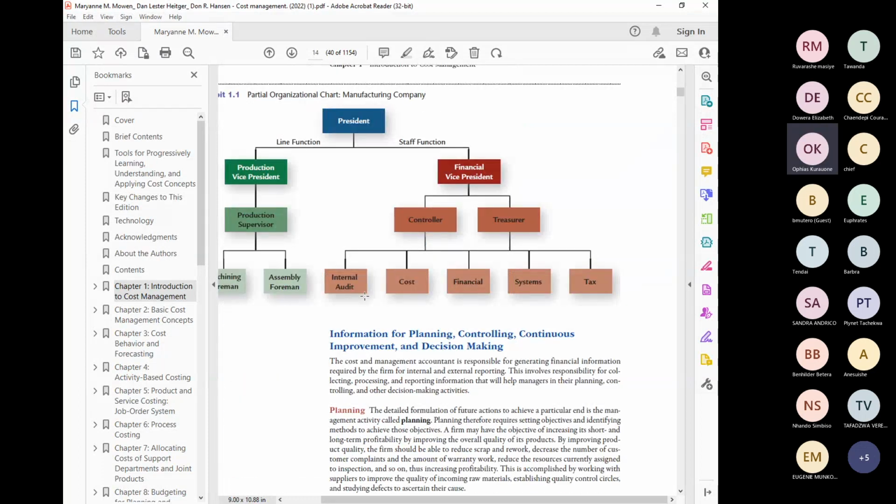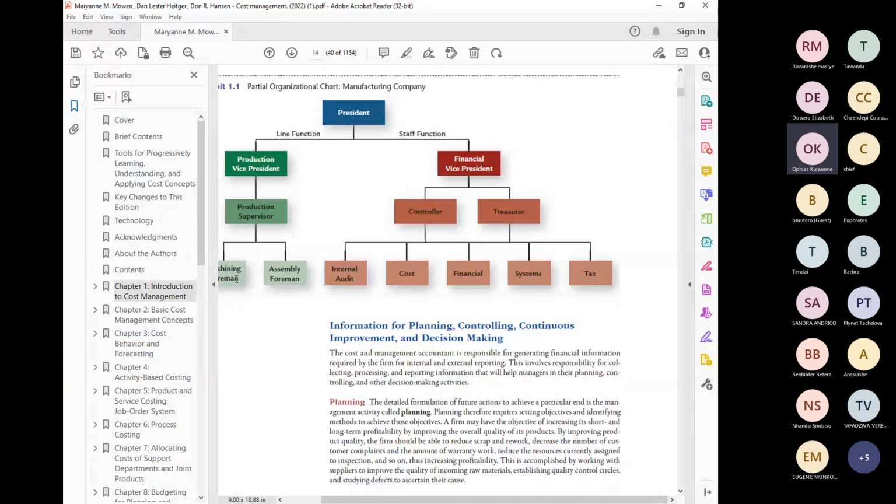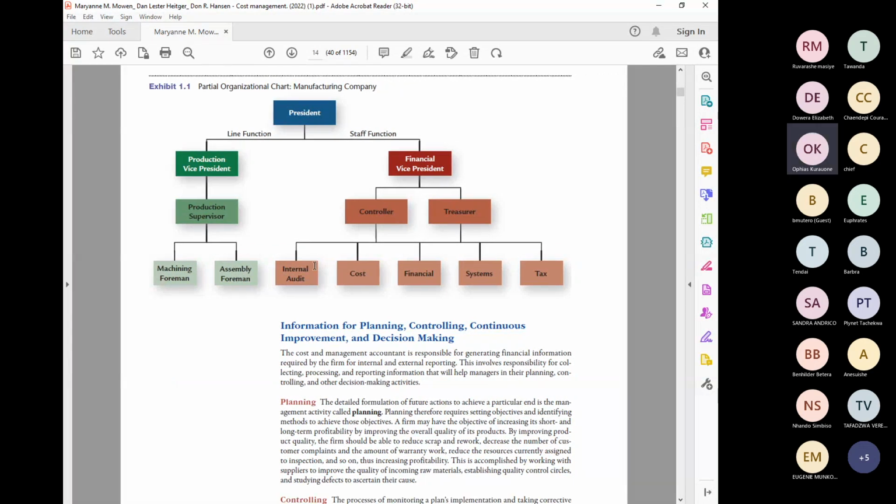So let's look at the issue of what's supposed to be done. The partial organization of a manufacturing company: it has the president, line and staff functions, production supervisor, machining foreman, assembly foreman, then the controller, treasurer, cost, internal audit, financial system, and tax. That is very important. So what is the information for? Planning, controlling, continuous improvement, and decision making.